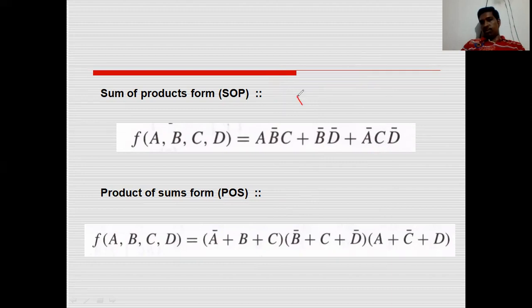See here, I have taken a small example. F of x comma y. That means F is a function which is depending on the two literals x and y. Just a small example. Remember that F of x y is nothing but F is a function depending on x as well as y. Now I will write an expression, see carefully: x y bar plus x bar y.